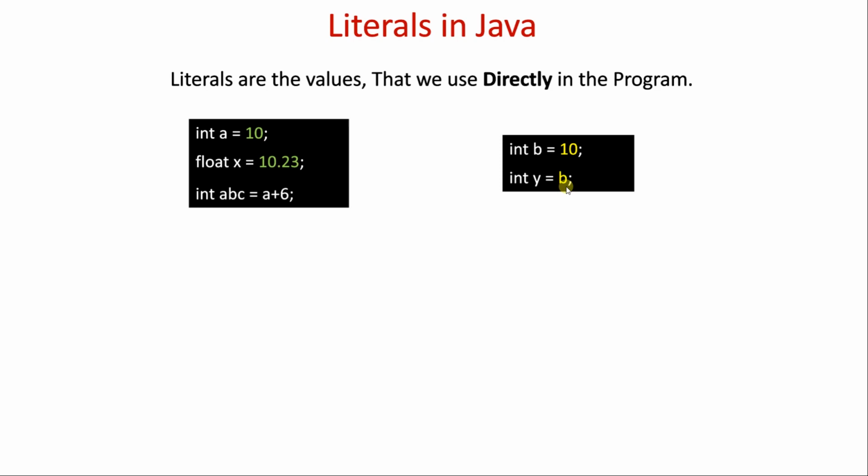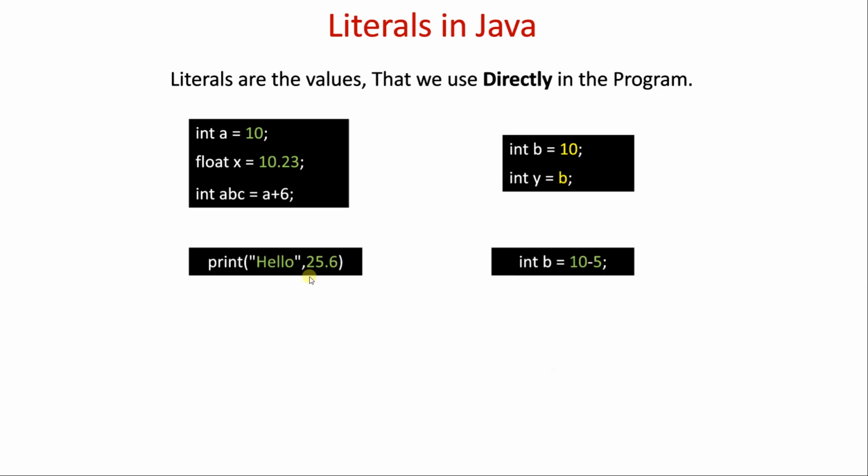We use literals not only in variables. See here we are sending two parameters to the function print, in which this hello is a string literal enclosed in double quotes and this 25.6 is a floating point literal. And in here in this initialization we use 10 and 5 in the expression which are literals, that is direct values. Also note that literals are also called constants because here we are using the values directly and hence there is no chance of changing the value.